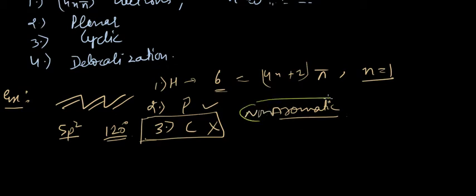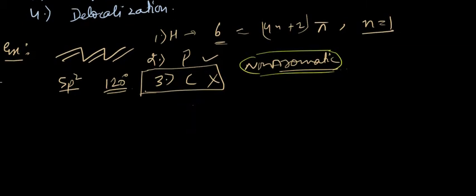Okay, let us move to the second example, where we have a compound something like this. So you have to quickly tell me whether it is aromatic or non-aromatic. Okay, first calculate the number of pi electrons. So the number of pi electrons are 1 2 3 4 5 6.